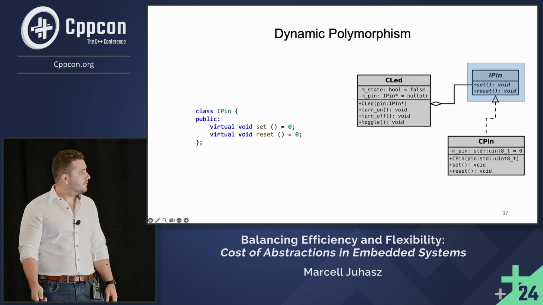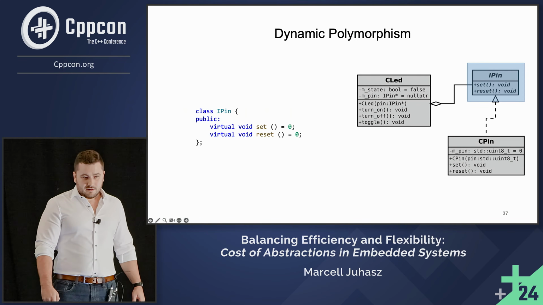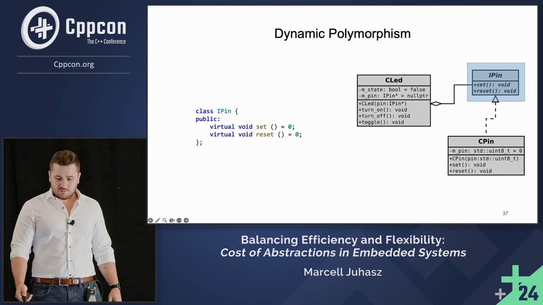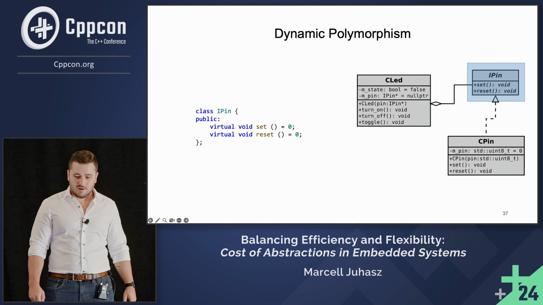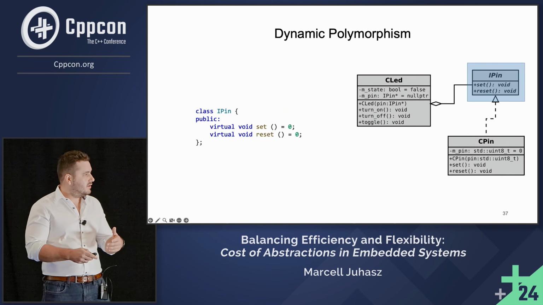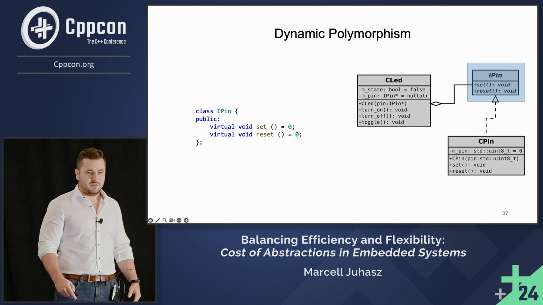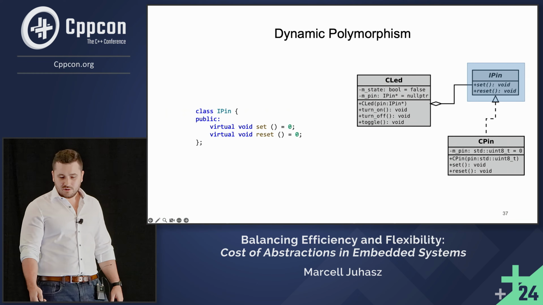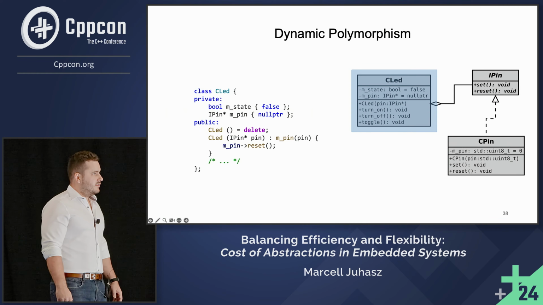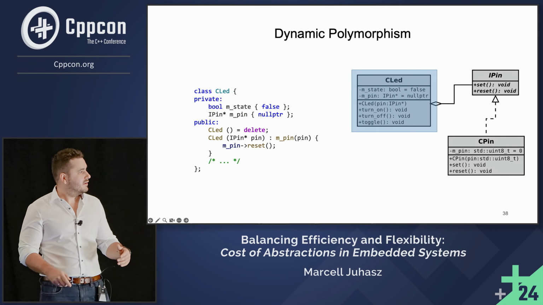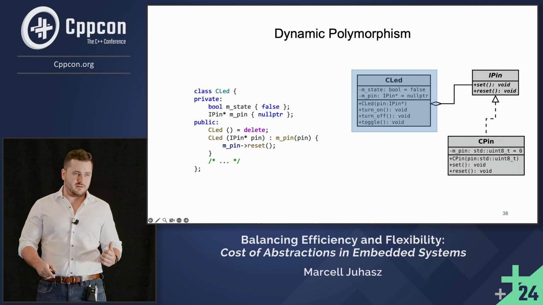So let's look at an example implementation. As I've said before, we have interfaces such as this IPin interface. It provides the necessary virtual functions for interacting with a simple GPIO, in this case the set and the reset functions. The CLed class is the external peripheral interface that we have seen before.